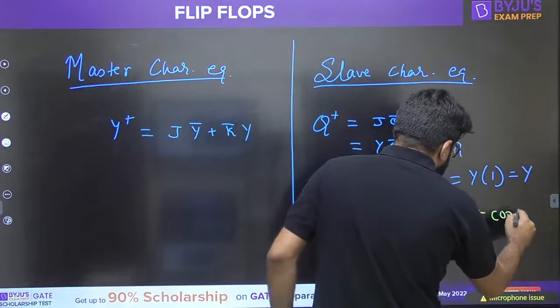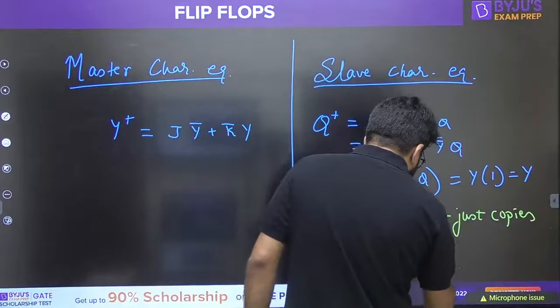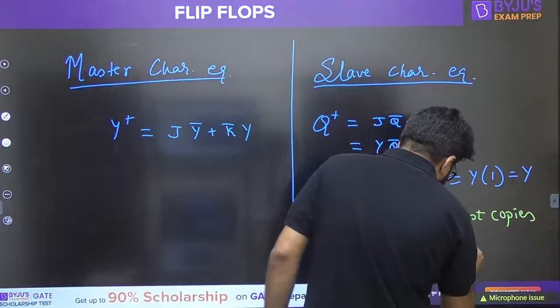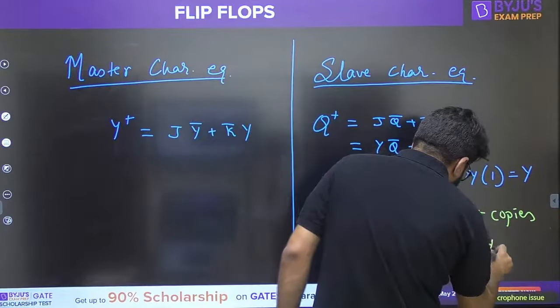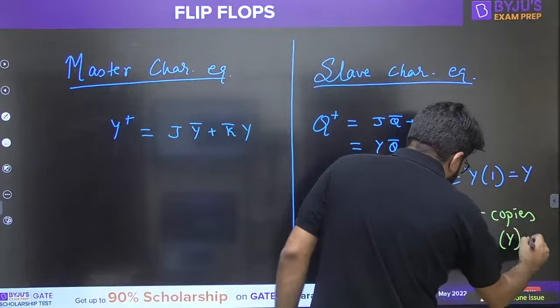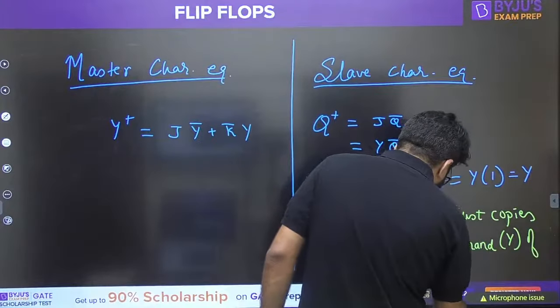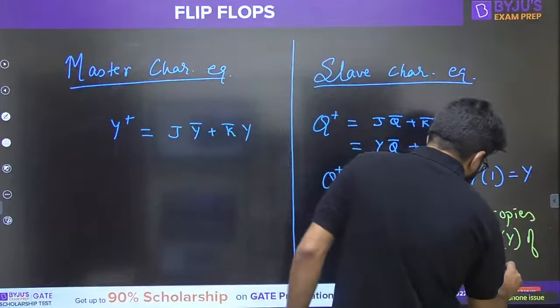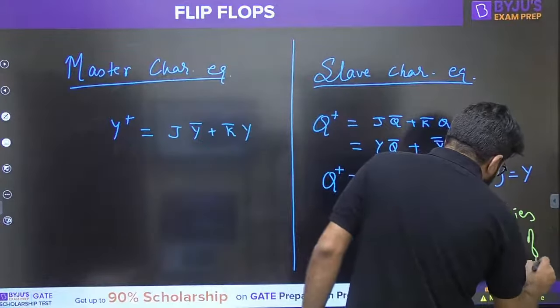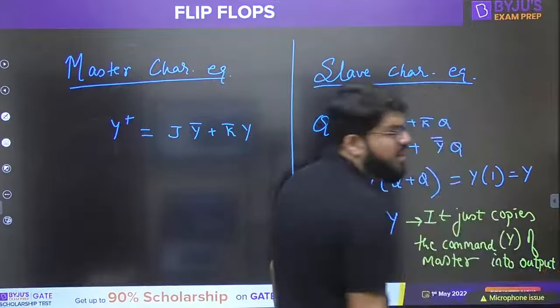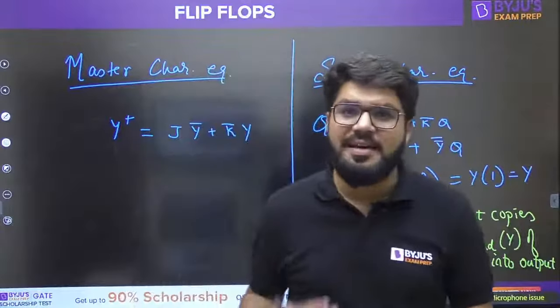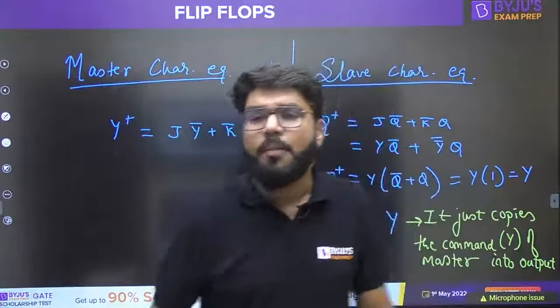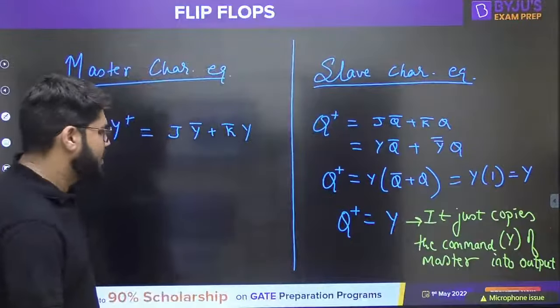It just copies the command. What is the command? Y of the master. It just copies the command Y of the master into output. It does nothing but just copies, because it's a slave, a servant; it can't do anything, it can only follow. Just copies. It's a slave, poor fellow.